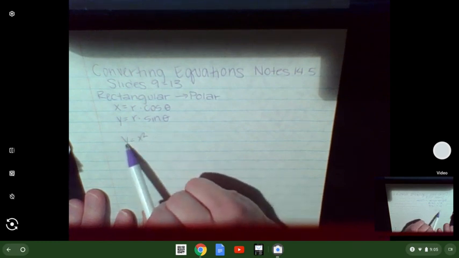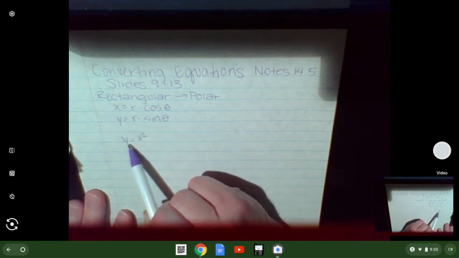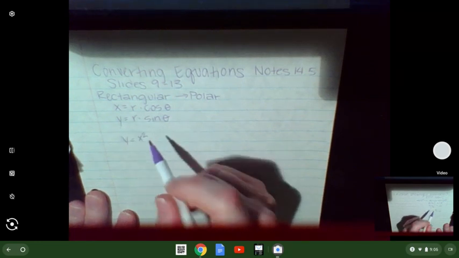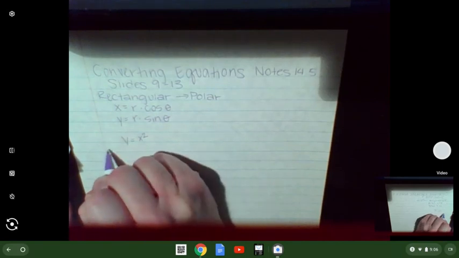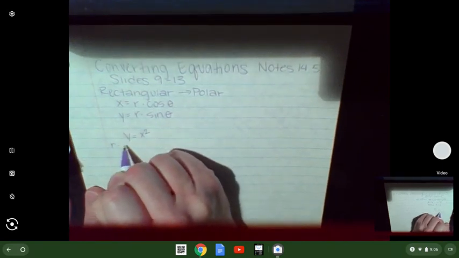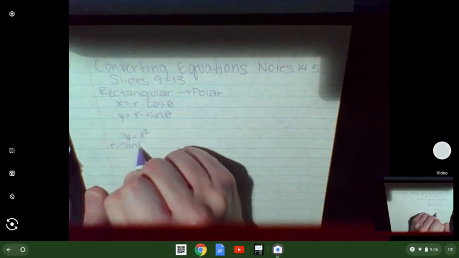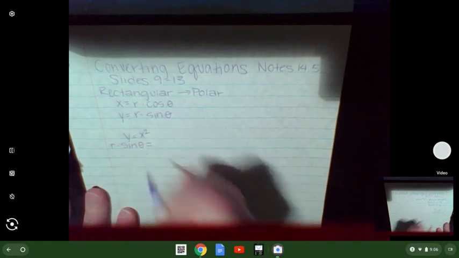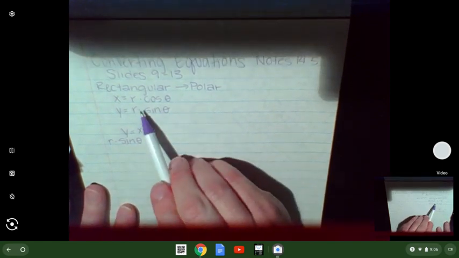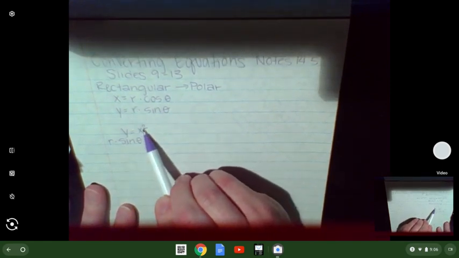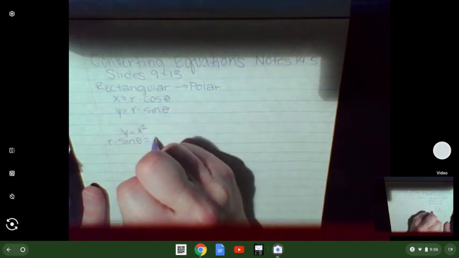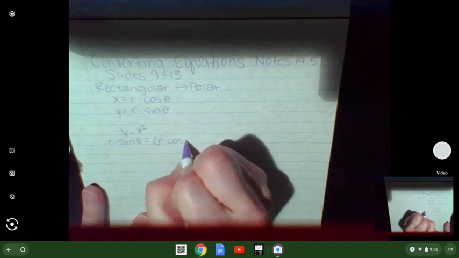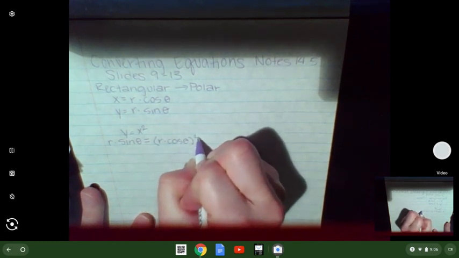So how can we get rid of y and x to leave us with r's and thetas? Starting here, I don't want to see a y, I want to see r and theta. But knowing that y is equal to r sine theta, I can make that substitution. y is equal to r times the sine of theta. Awesome. y gone. I have r and theta. Equals, well, I don't have a substitution for x squared, but I do know that x is, using that first equation, r times cosine of theta, and that quantity is squared.